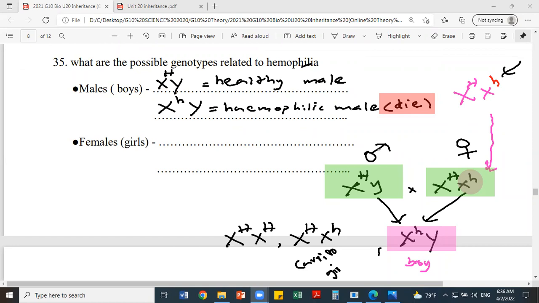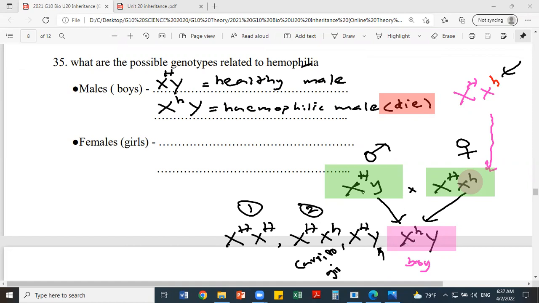First answer, there can be healthy girls in the family. Yes, first one, healthy girls possible. Second one, carrier girls possible. Second answer, there can be carrier girls in the family. Then they can ask X capital H Y, healthy males also possible. Why? Mother's capital H and father's Y, healthy males possible.